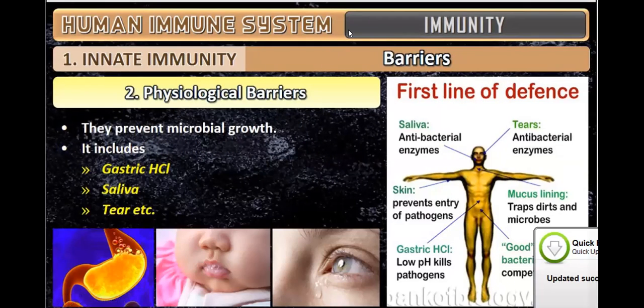Then the physiological barrier. They prevent microbial growth. It includes gastric acid and saliva. Here, this is the stomach. There are special types of cells called parietal cells, which secrete gastric acid. In case bacteria enter here, they will be killed because of the gastric acid. Saliva also has antibacterial enzymes, and tears also have antibacterial enzymes. So they keep our body protected from these pathogens.